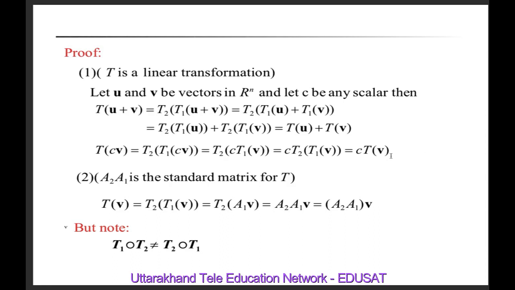So we have proved that T is a linear transformation because it preserves vector addition as well as scalar multiplication. Now we will show that A2 A1 is the standard matrix for T. T(v) is equal to T2 of T1(v). And for T1(v), we write A1 v. And for T2 of A1 v, we write A2 A1 v. Therefore, the standard matrix for the composite transformation is A2 A1. But remember one thing, that T1 of T2 is not equal to T2 of T1.